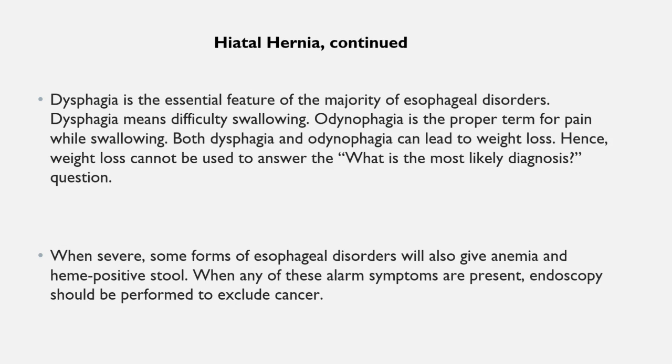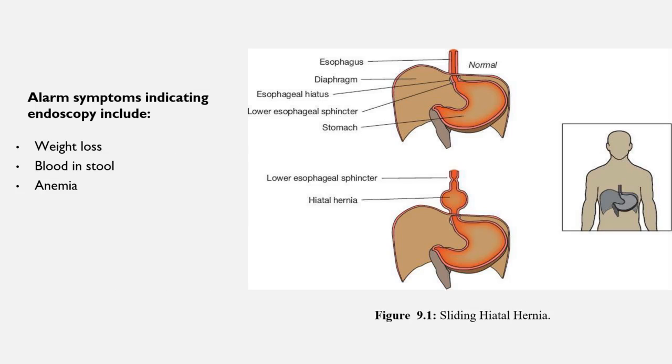Let's go to the next slide, slide number 8. On this slide, we can see on figure 9.1 a sliding hiatal hernia animation. Here the most important and alarming symptoms which are indications for endoscopy include weight loss, blood in the stool, and anemia.